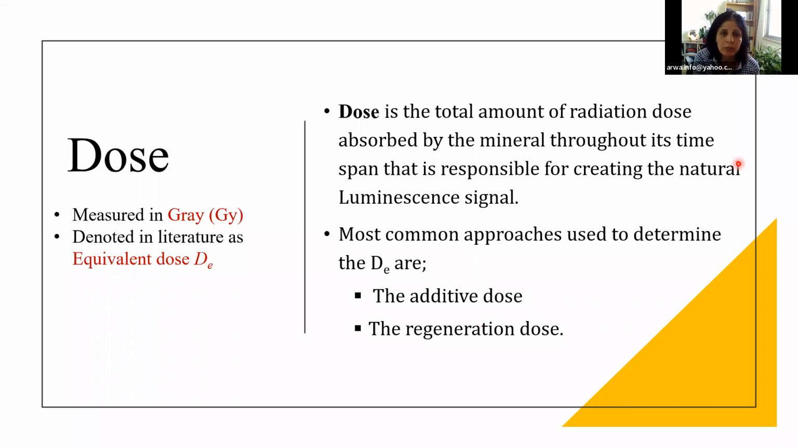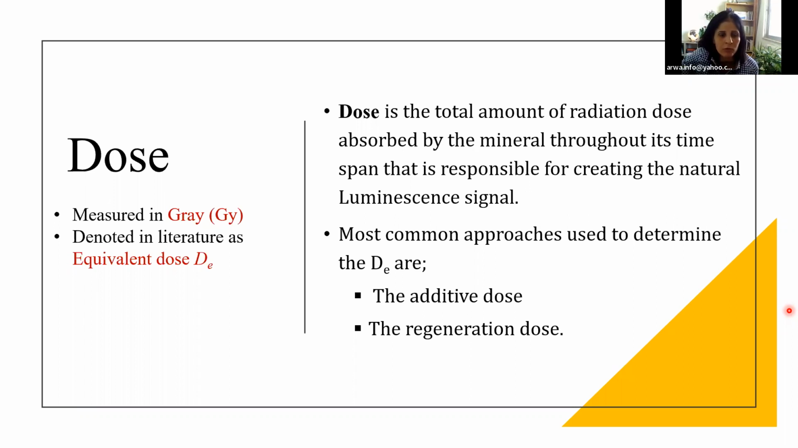The dose is the amount of radiation dose absorbed by the sample throughout its time span that is responsible for creating the natural luminescence signal. It is termed in literature as DE, or equivalent dose, and uses the unit of gray. Determining the equivalent dose is usually based on comparison of the natural luminescence signal already stored in the sample, emitted from the sample in the first stimulation we do in the lab, and comparing it with other luminescence signals that we can regenerate in the sample by subsequent irradiation we do in the laboratory.